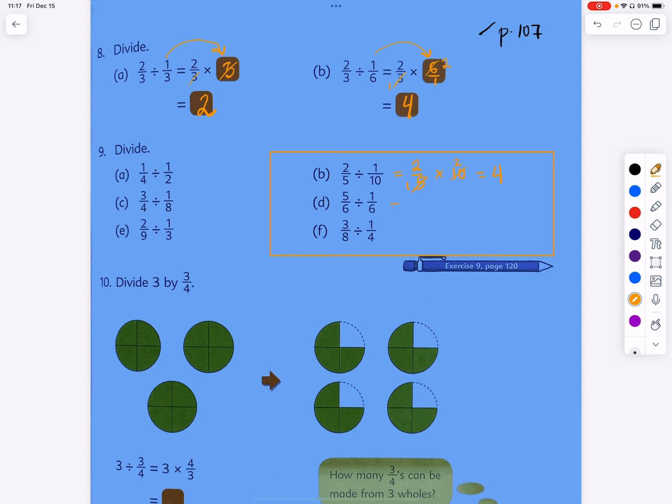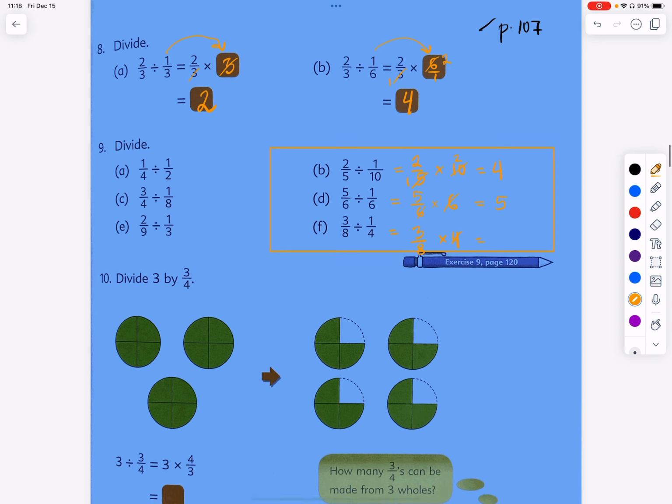5/6 divided into 1/6 pieces. It's the same as 5/6 multiplied by 6. And of course, the answer is just 5. 6 will cancel out, simplify. 3/8 divided into quarters. Let's rewrite it as multiplication, right? We understand that to divide by a quarter is to find out how many times that quarter goes into our number. 3/8, and this reduces. This becomes 2. This turns into 1, and it becomes 3/2, which is 1 and 1/2.